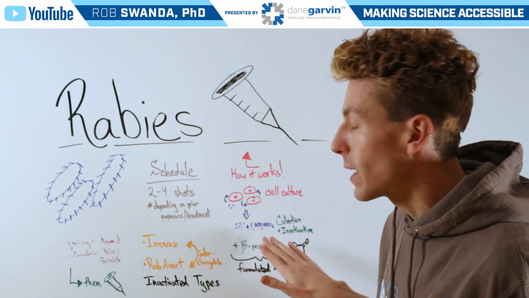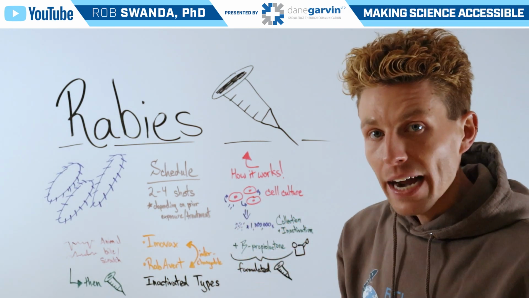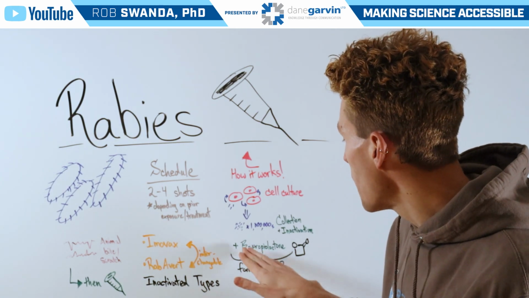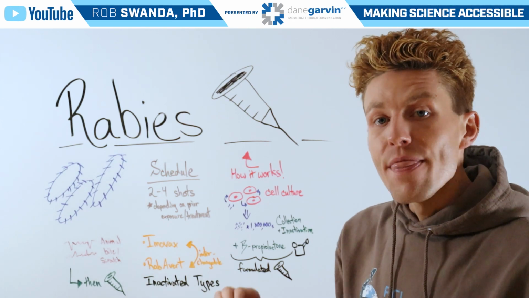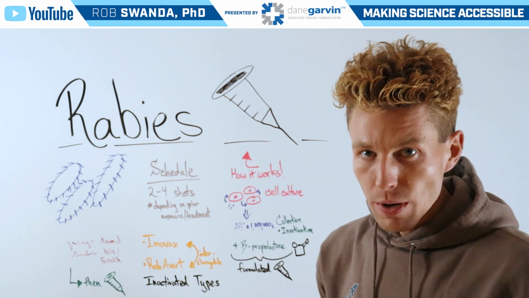After that virus replicates millions of times, it's going to be collected and then inactivated. And most commonly, it's inactivated with a chemical known as beta-propiolactone. And that chemical puts little nicks in the viral DNA, not allowing it to replicate.